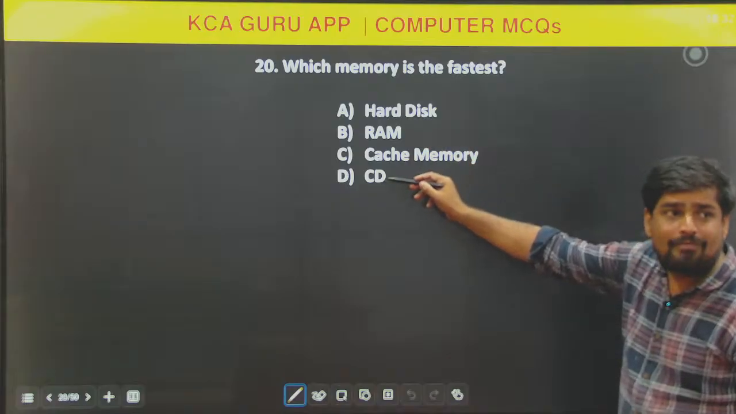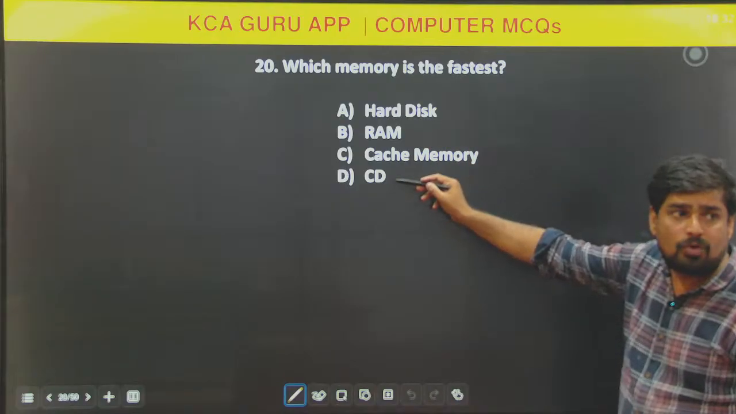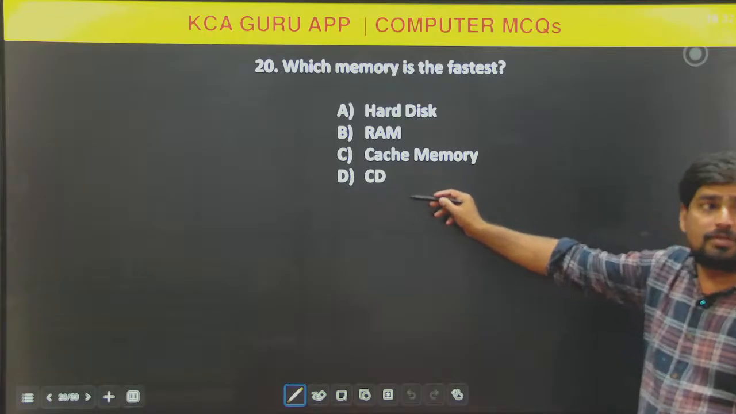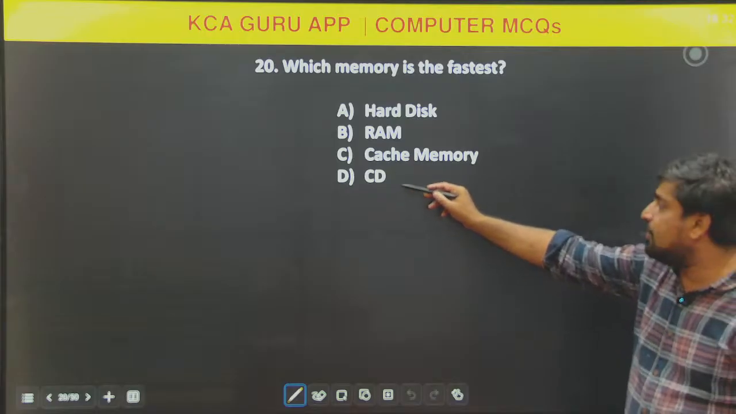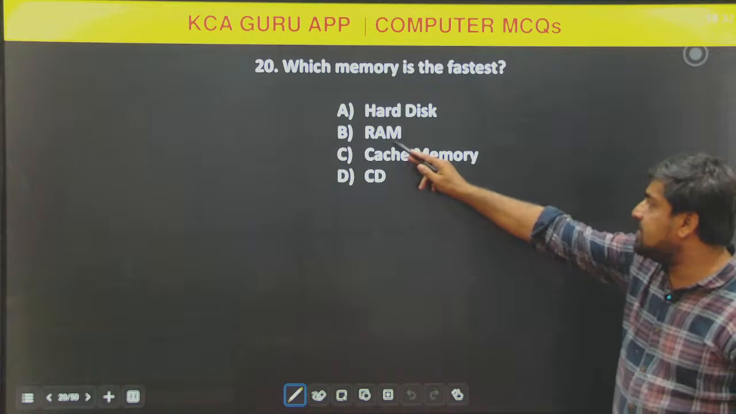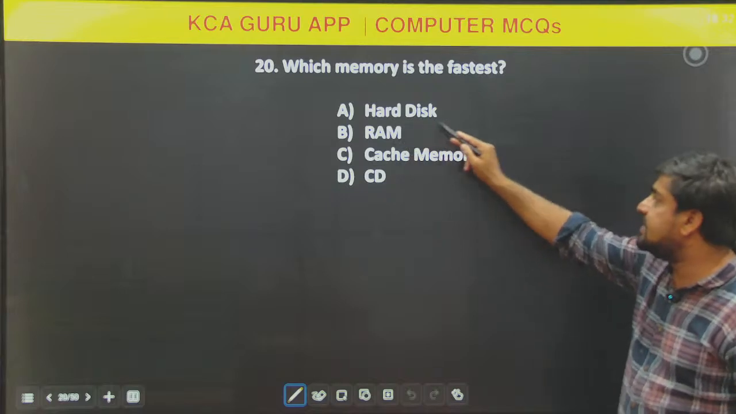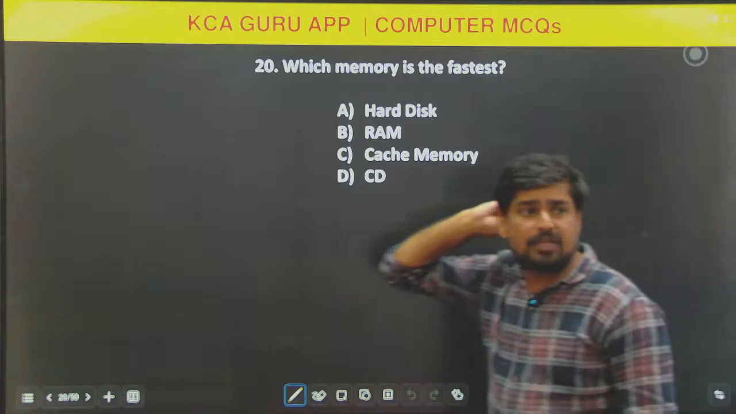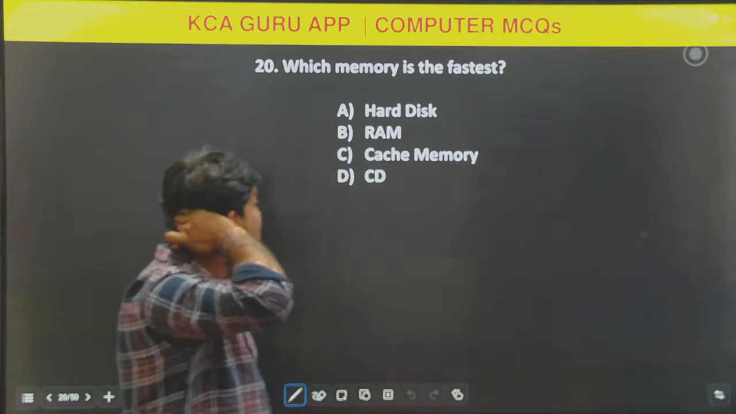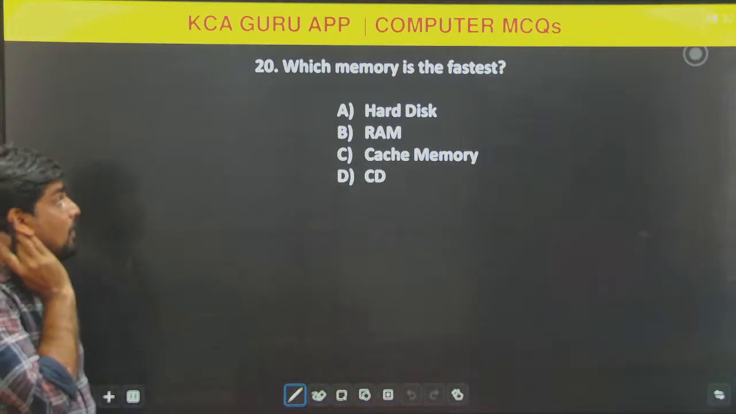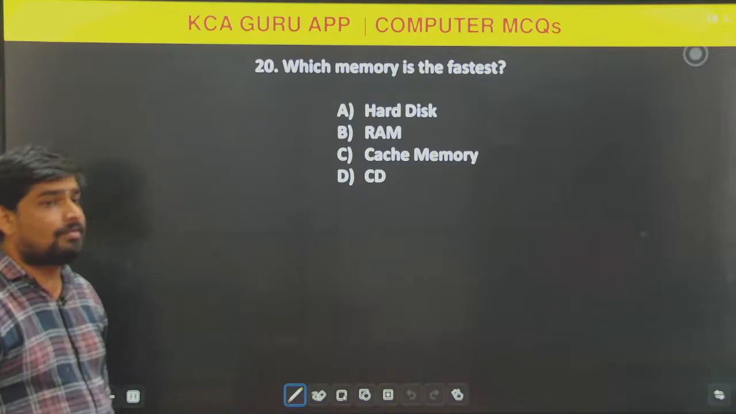Compact disk, we call it. So many times they ask these questions, to expand or say what CD stands for. Yes. So RAM is random access memory, then hard disk is a storage device in the computer. But cache memory is the fastest memory in the computer.